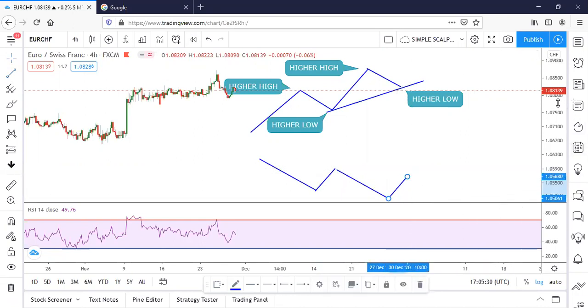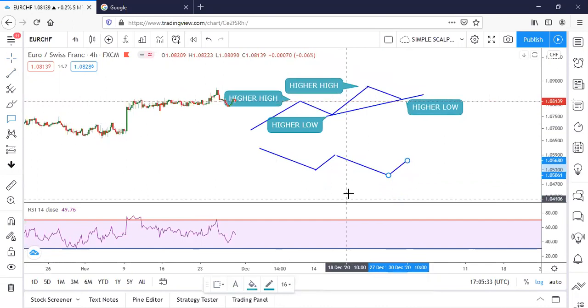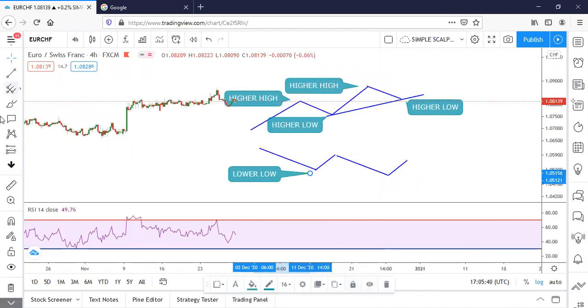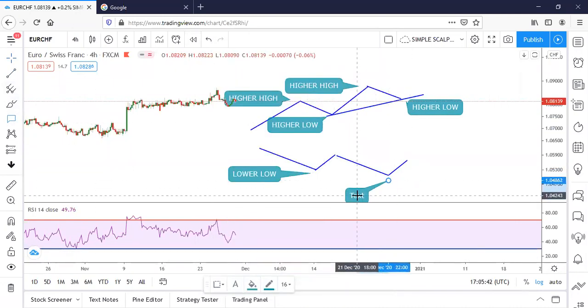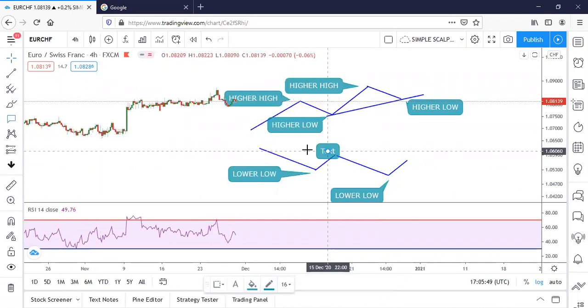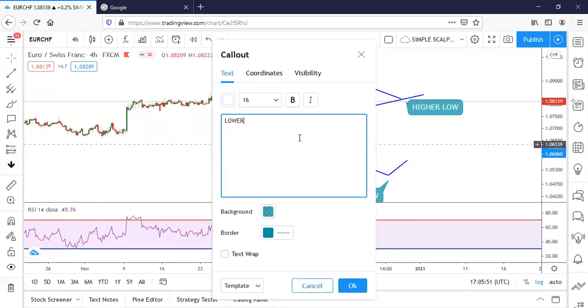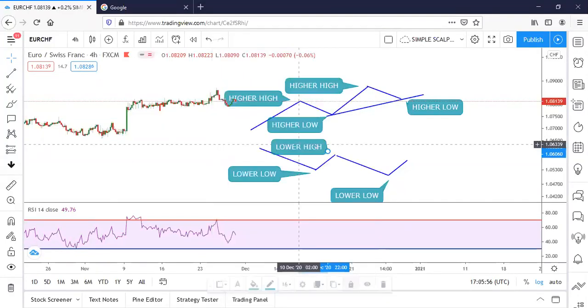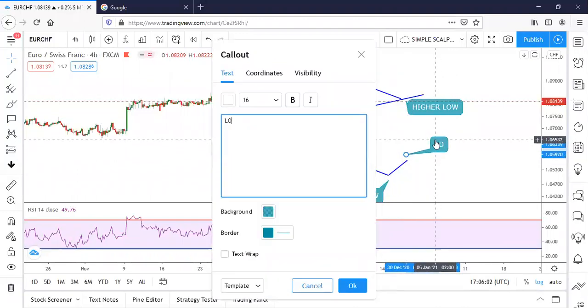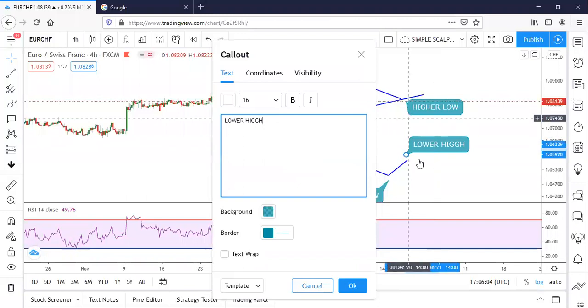All right. So can you see, guys? So this is lower low, lower low, and this is lower high. Okay, I'm just giving you that so that you can understand how a trend looks like. Lower high.